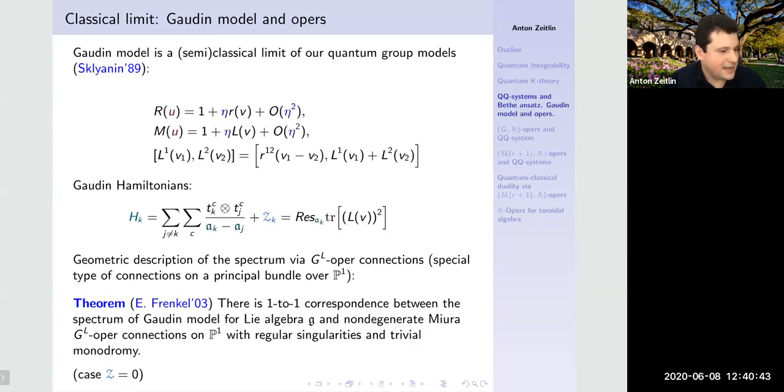I have to say here that these connections have regular singularities in the z equal to zero case. But when z is not equal to zero, at infinity you have an irregular singularity, a double pole. So basically on CP1, your connection will be gauge equivalent to a constant connection. When you make the transformation z to one over z, you acquire the double pole.